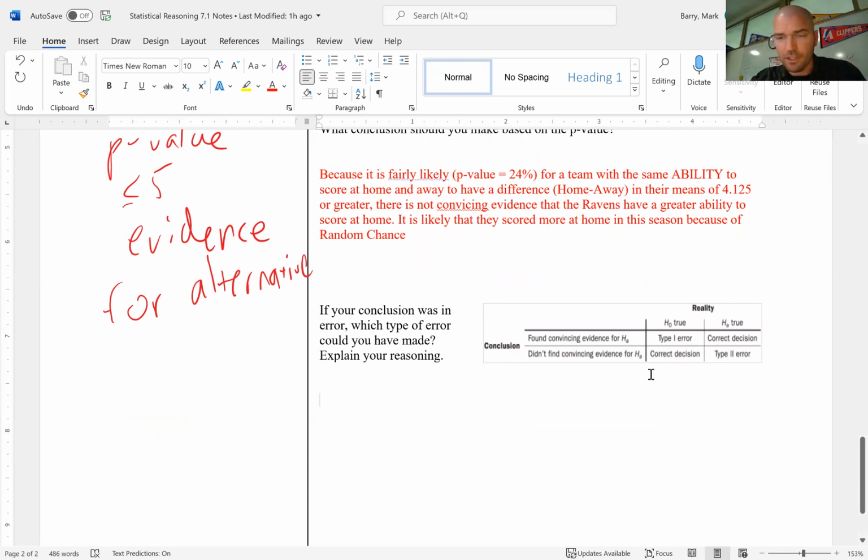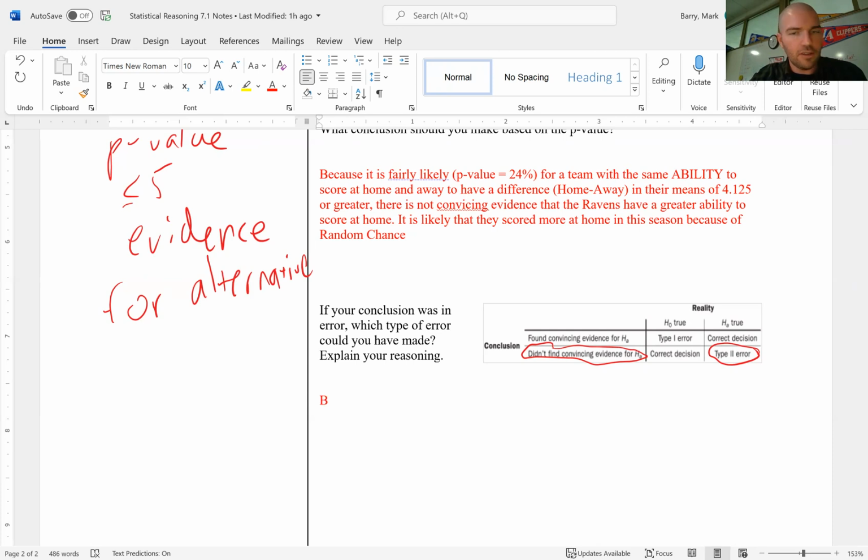So I put this chart up here that we've seen before to help remind you. So it's based on our conclusion and reality. Okay, so our conclusion was obviously that we did not find evidence for the alternative hypothesis, correct? And so if they're saying if we were wrong, then obviously we would be in this category right here. So if we didn't find convincing evidence, but it was actually true, then you can see here that that would be a type 2 error in this case. And so since we didn't find evidence, the only type of error we can make is a type 2 error. If you find evidence for the alternative, the only type of error you can make is a type 1 error. So it's important to just know the names of those two.